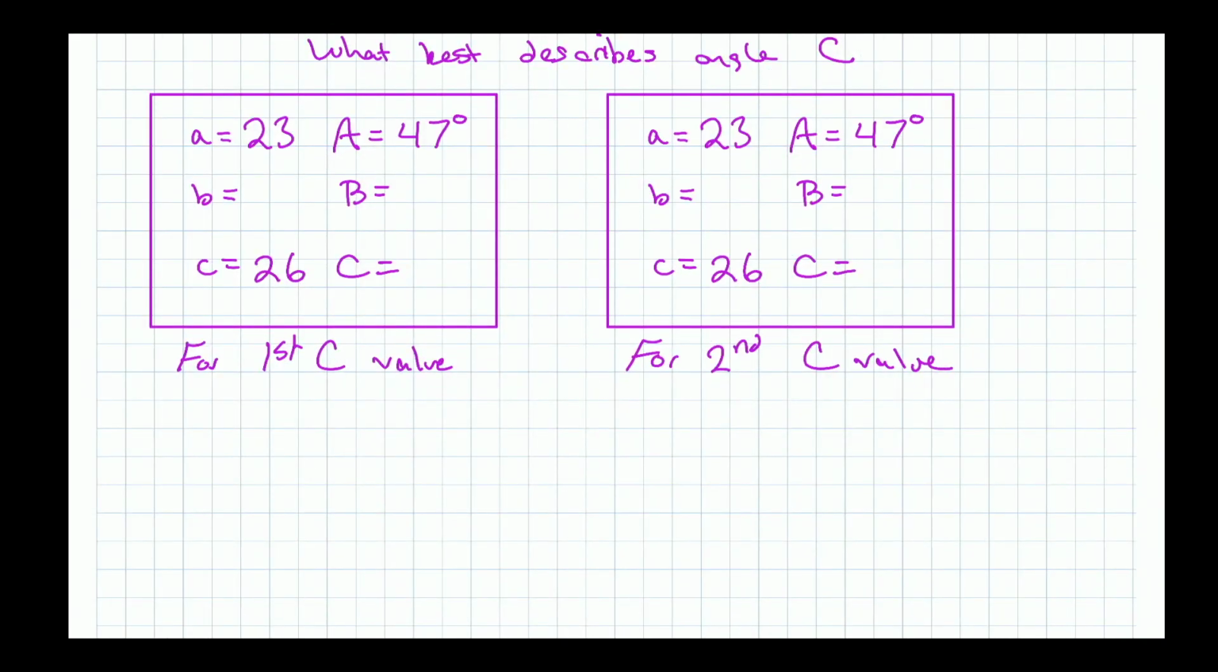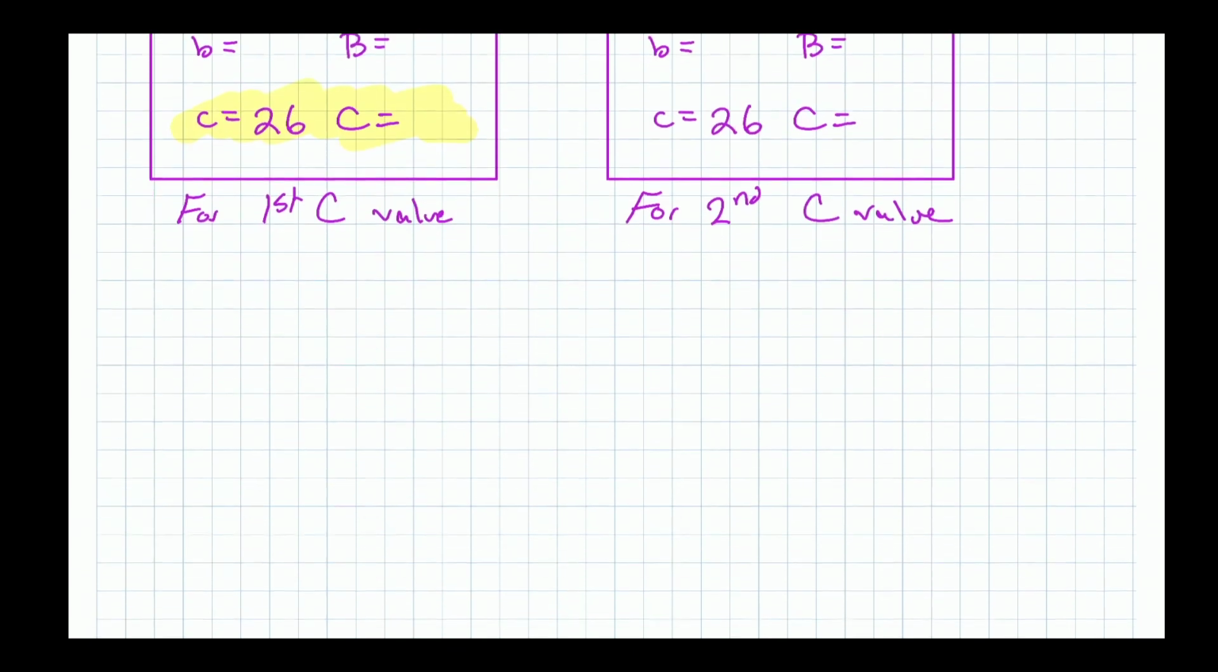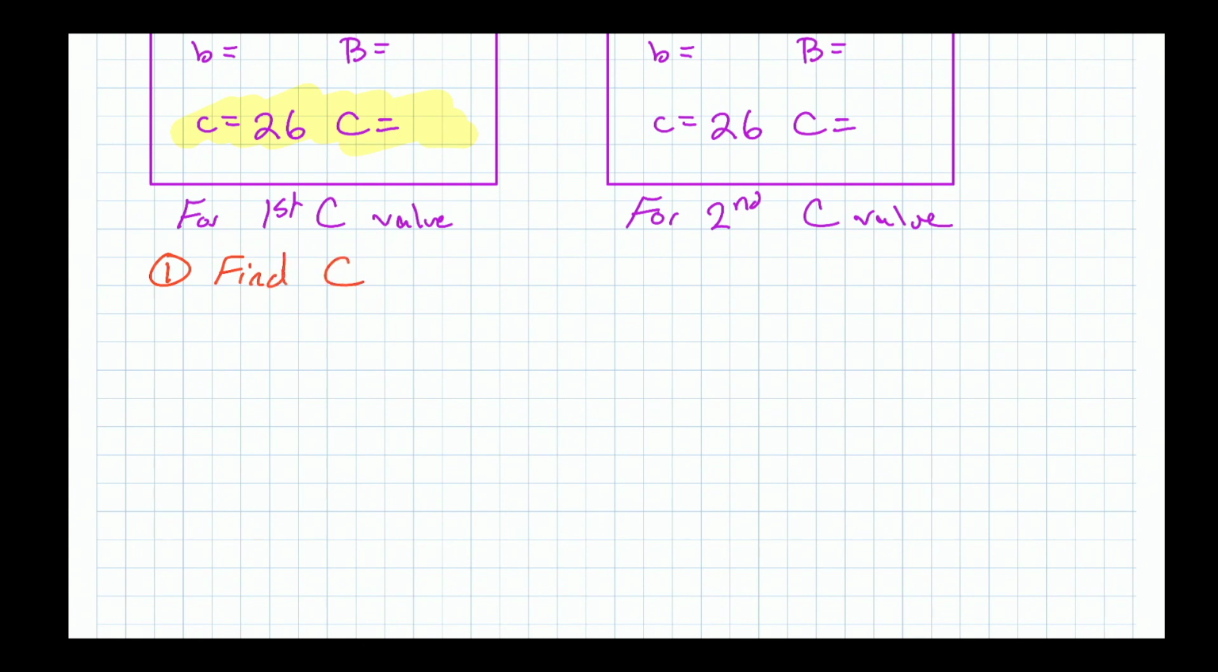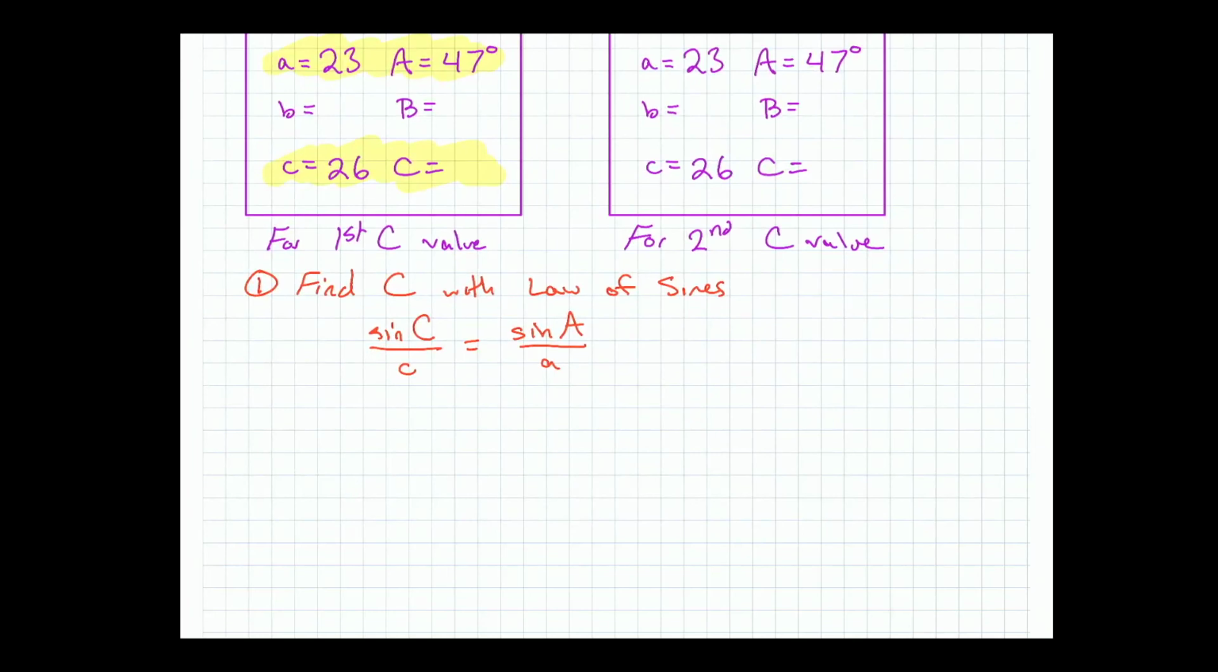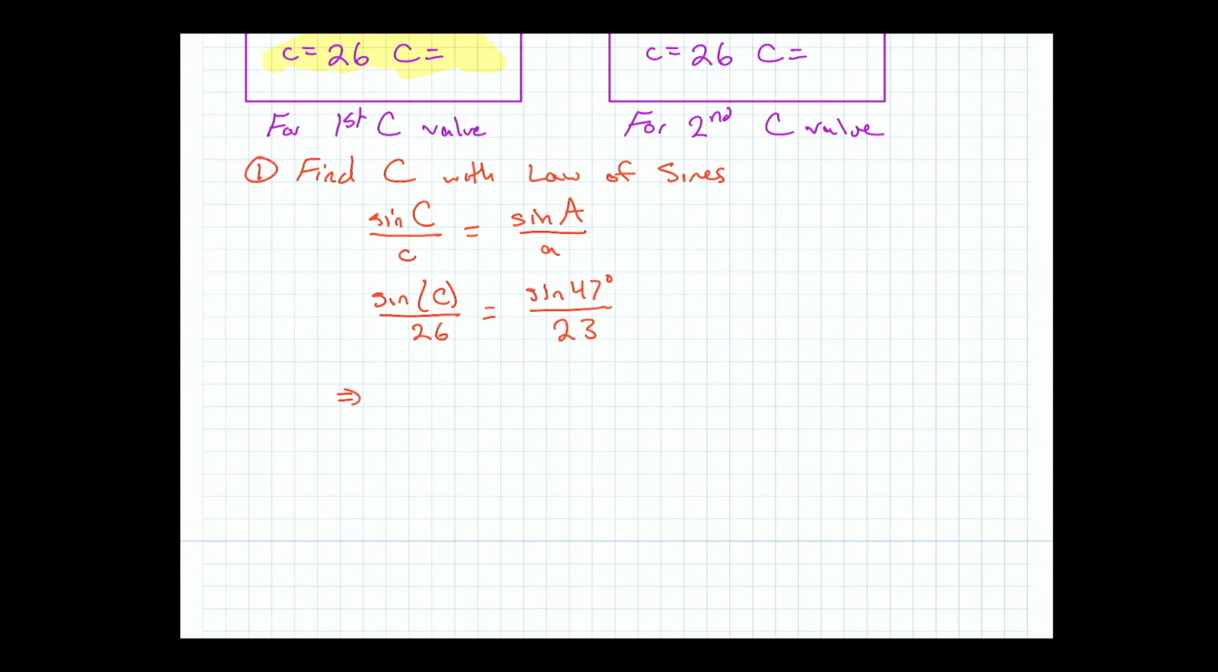So what do we do first? We have A, and we've got part of C. So we need to find C. Step one, find C with law of sines. So we're going to use C and A. We have sine big C over little c equals sine big A over little a. Fill in the numbers. Sine big C we don't know. Little c we know is 26. Sine A is sine 47. Little a is 23. So that tells me that sine C is going to be 26 sine 47 over 23.